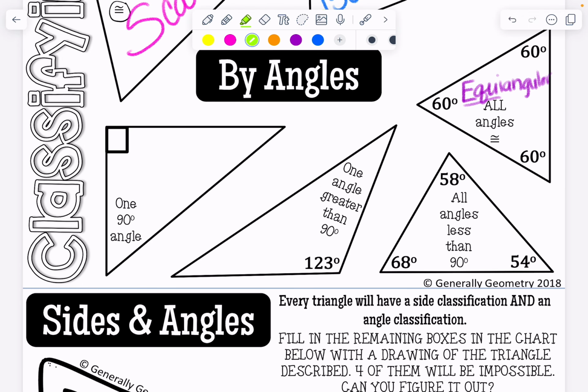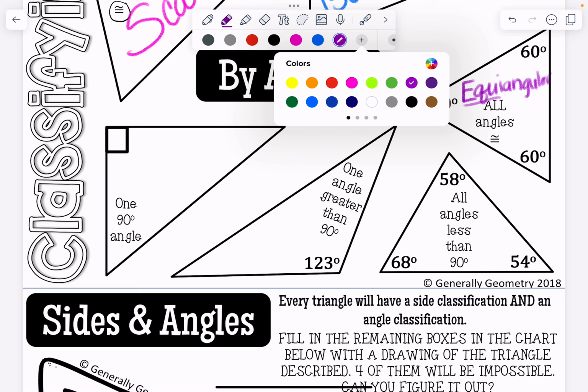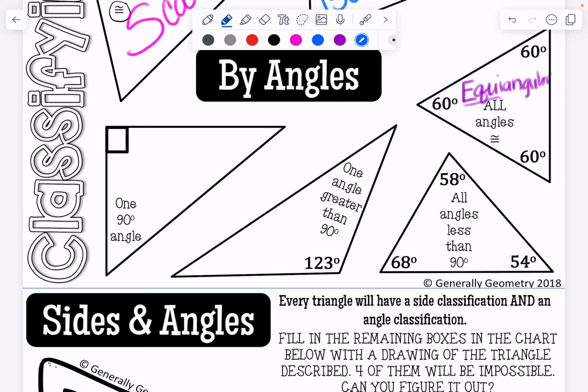When we have a triangle with three angles that are all less than 90 degrees, we call this an acute triangle. Okay, because acute angles are less than 90 degrees. So when all three of those angles are less than 90 degrees, we call it an acute triangle. And then when we have one angle that's greater than 90 degrees, we would call that an obtuse angle. So we're going to call this an obtuse triangle.